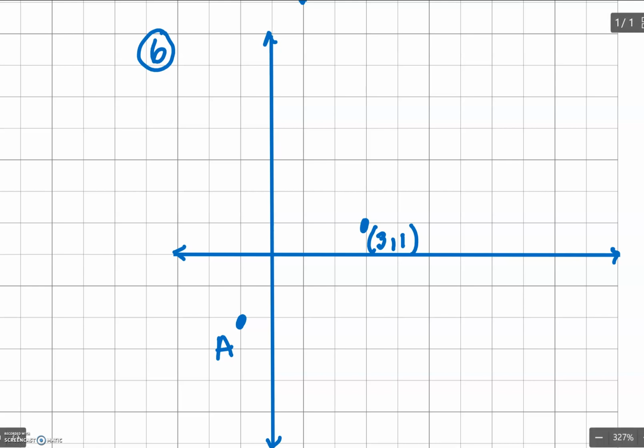So B has to be the same distance away from the midpoint as A is. And if I count it, I went up 3 units, right 2, 3, 4 units. And if I repeat that, my distance will be exactly the same. 1, 2, 3, 1, 2, 3, 4. And this will be my point B. 1, 2, 3, 4, 5, 6, 7, 4.